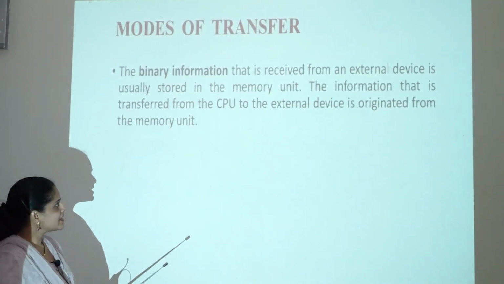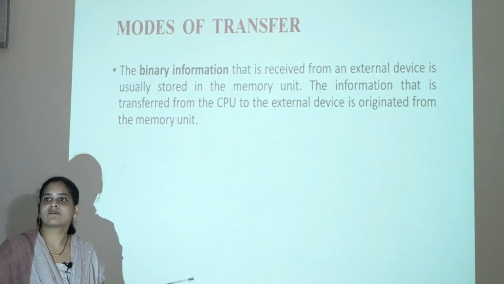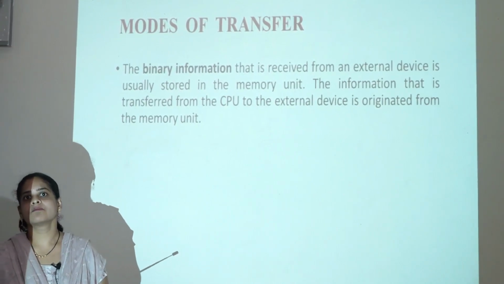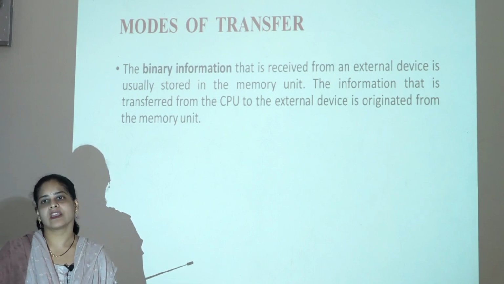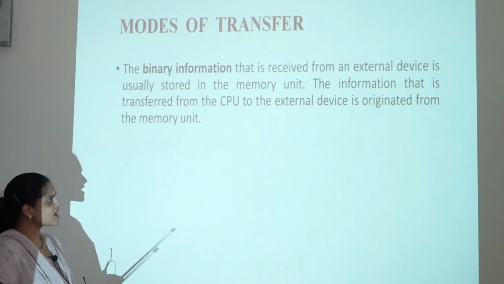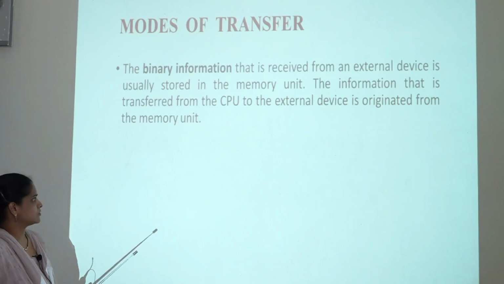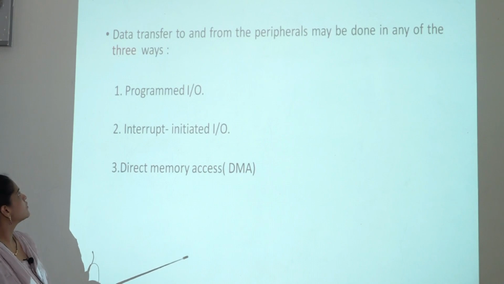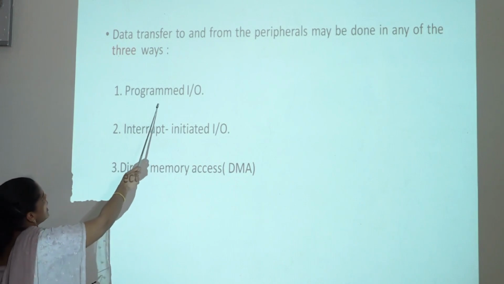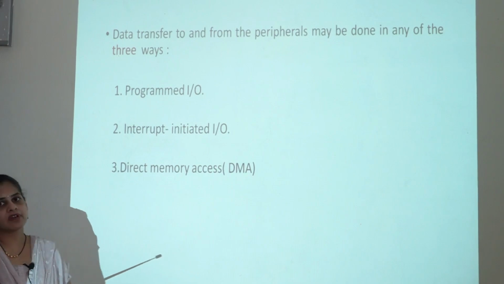a computer, and the information that is transferred from the CPU to the external device originates from the memory unit. So the CPU acts as an intermediary in transferring the information between the memory unit of a computer and the input-output devices. There are basically different modes in which this transfer can take place. The data transfer can be done in 3 modes: programmed I/O, interrupt-initiated I/O and direct memory access. We will see each and every mode in detail.